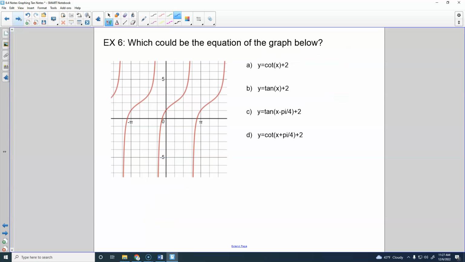But we need to move. All right. Okay. So let's look at this equation, or this one. It says which could be the graph below. And you really don't have to worry about the midline because all the midlines are the same here. We see that it's at 2. Might help us to draw that in right there.